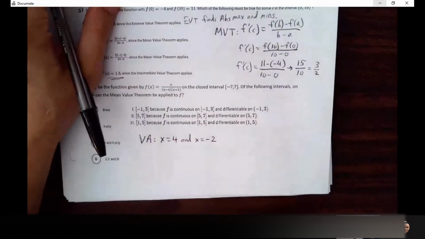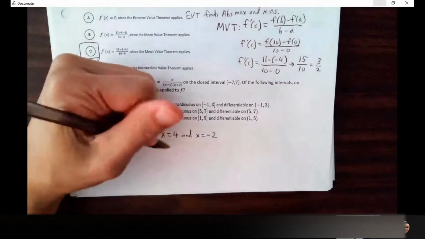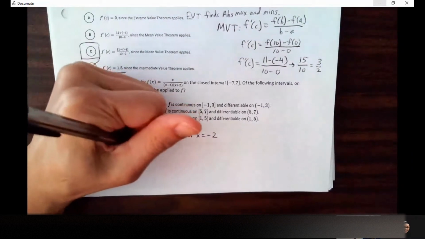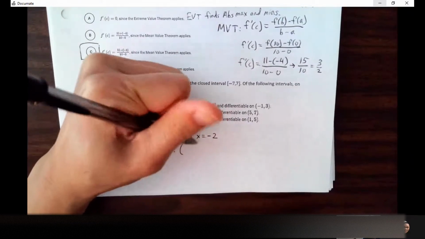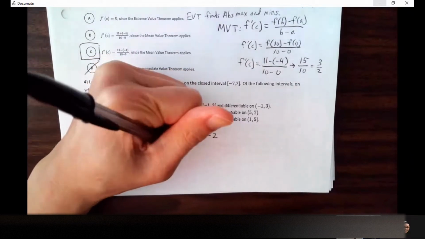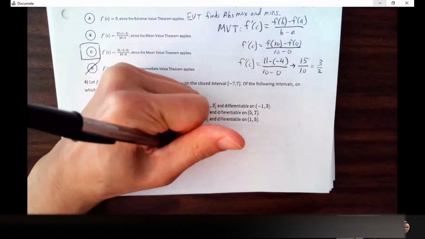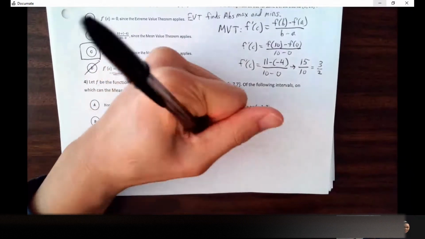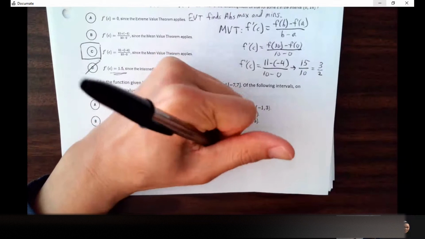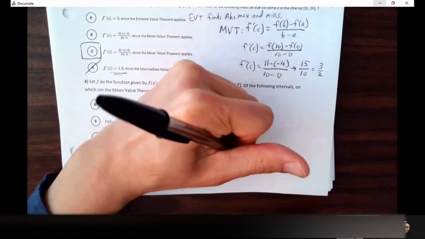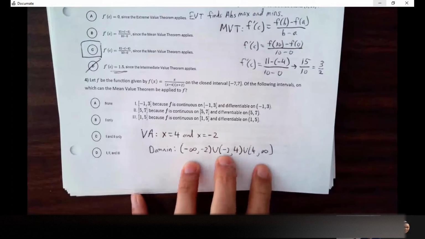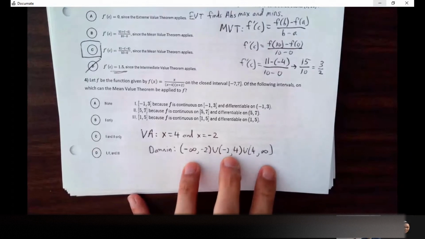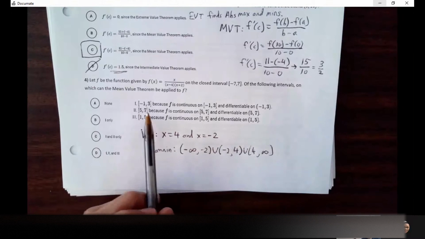So we know that for mean value theorem, our domain is only going to be active in this interval. So between these values or around these critical points here. So from -infinity to -2, from -2 to 4, and then from 4 to infinity. So it has to live in this region in order for us to have a function that's differentiable with no breaks in the graph. So let's look at our options here.